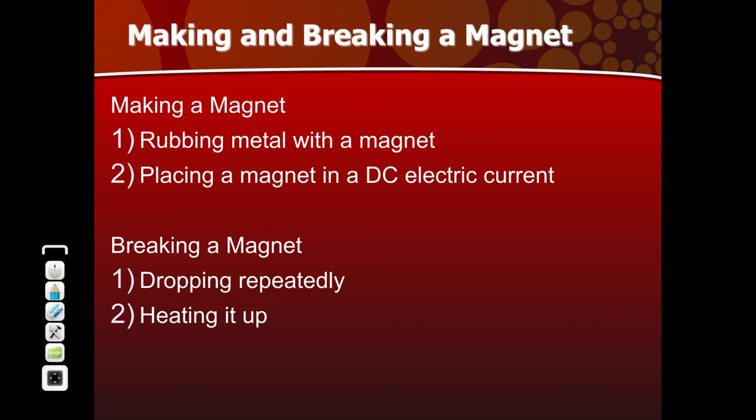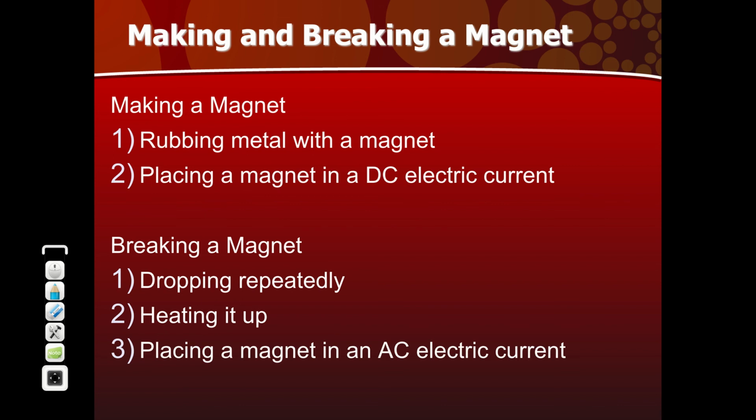You could also heat it up. Similar idea, those electrons start going even faster. Again, they're not all spinning in one spot. It's not like they're staying in place. They're all spinning but constantly moving around and around and around. So if you heat them up, you're making them move even faster. They might collide. That might make them start spinning a different way and therefore breaking the magnet.